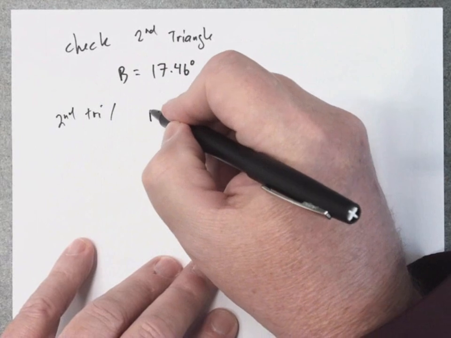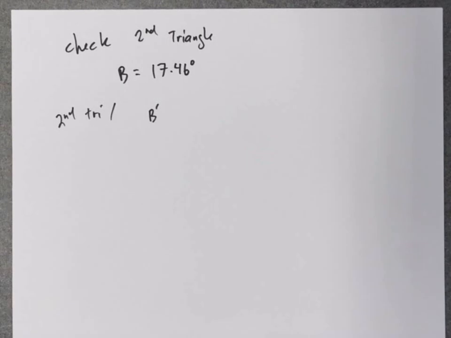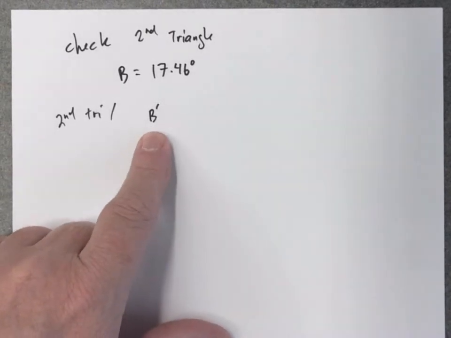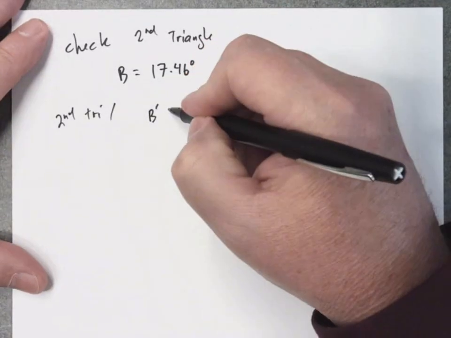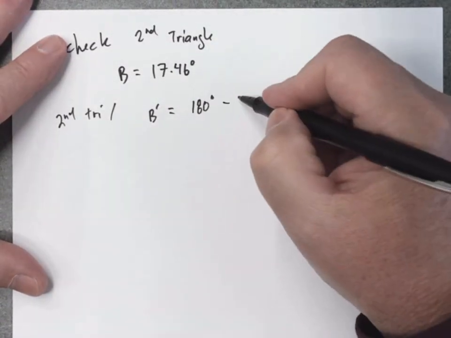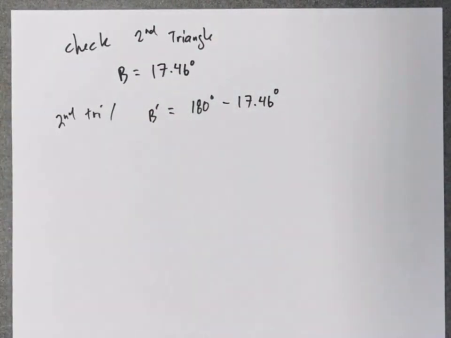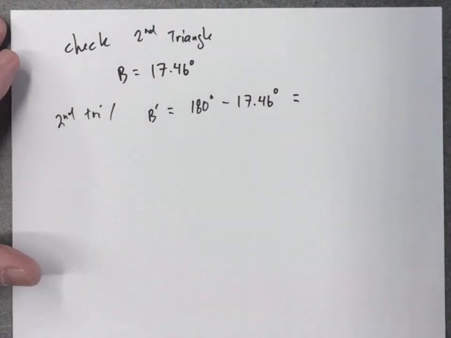For the second triangle, for the dimensions that are different, I put a little tick mark. So if there is a second triangle, this is going to be what the new angle B is. And the new angle B is I take 180 degrees and I subtract angle B from the first triangle. I'm going to do this on my calculator. 180 minus 17.46.